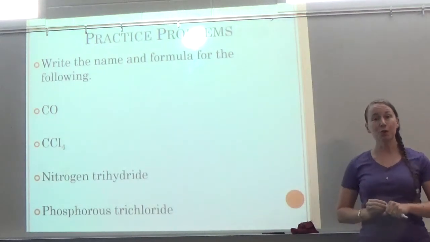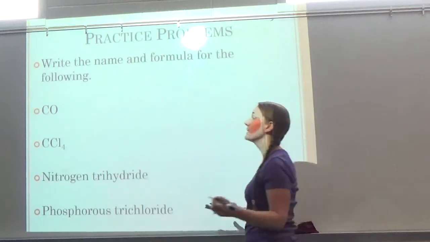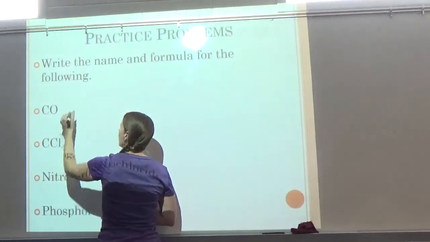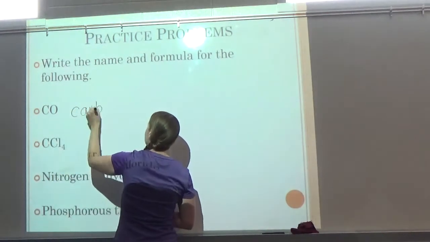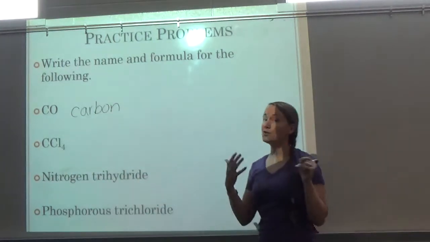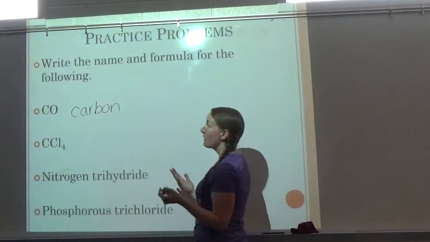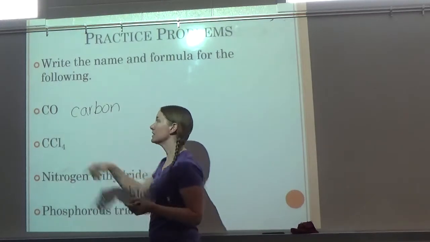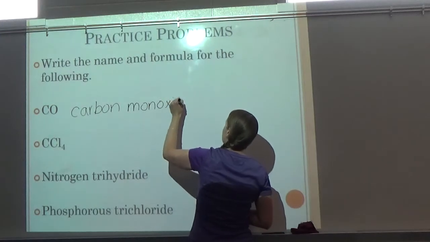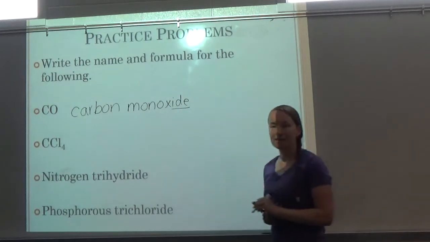All right, so we have CO. I know C is a nonmetal, so I'm going to need prefixes. My first element only has one, so I'm not going to use a prefix. I'm just going to write carbon. My second element only has one, and so I will use a prefix. My prefix for one is mono, and oxygen becomes oxide. So it's carbon monoxide. Don't forget that ide ending.